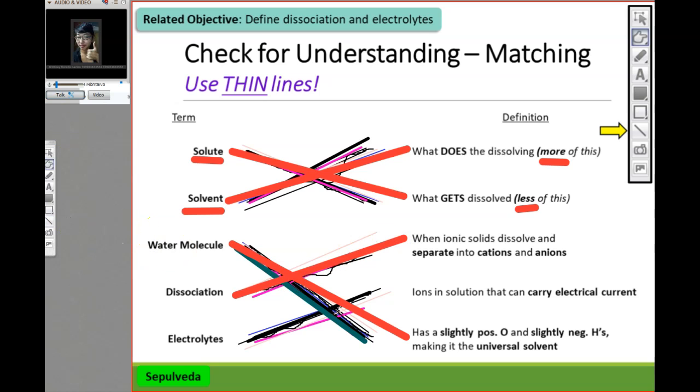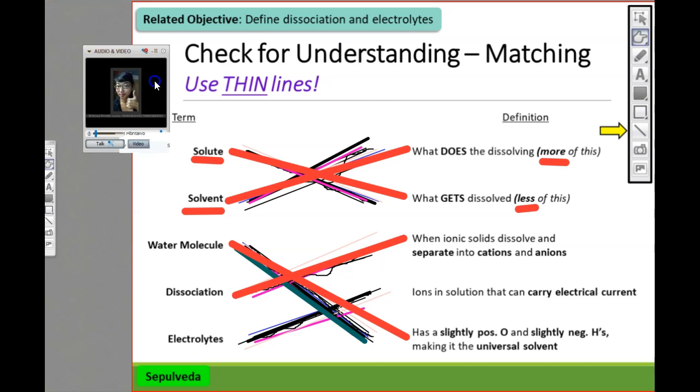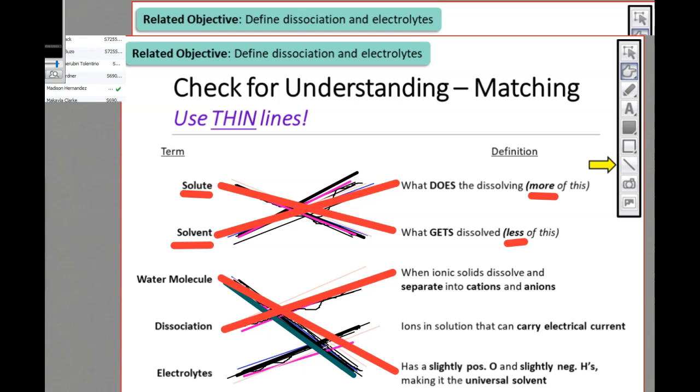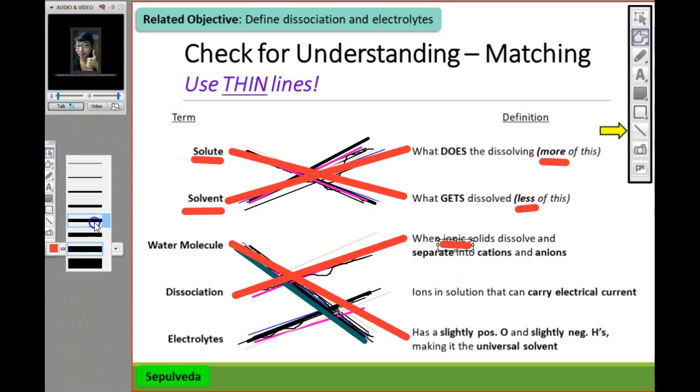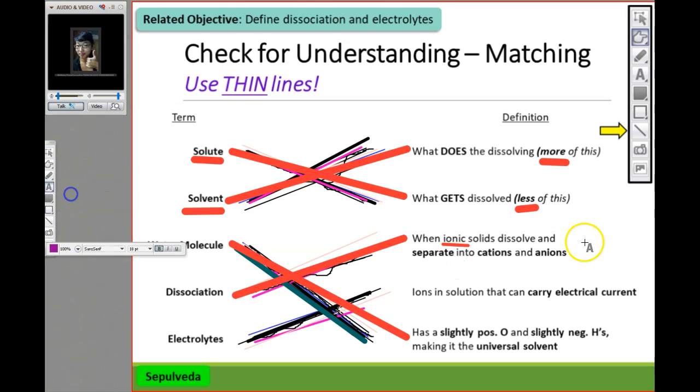Do covalent bonds like sugar dissociate? Yes or no? Tell me in the chat box. Remember, if dissociation requires you to be an ionic solid, do covalent bonds dissociate? No, because they're not ionic. Exactly. So covalent solids do not dissociate.